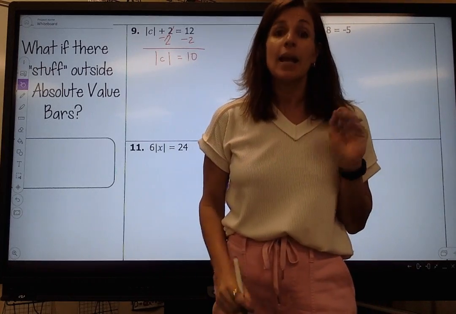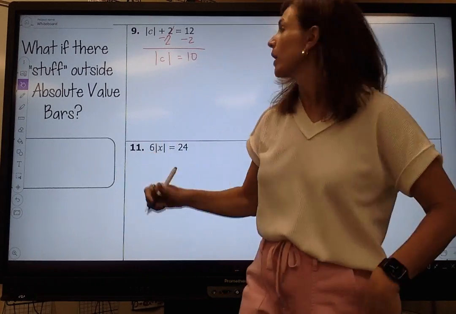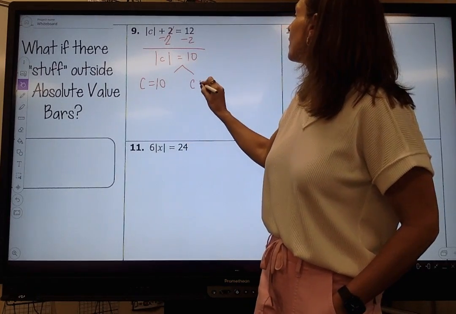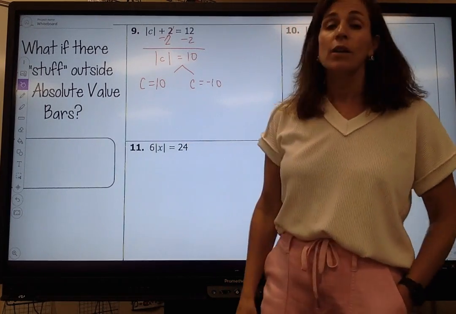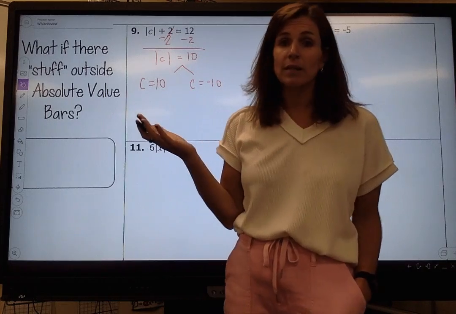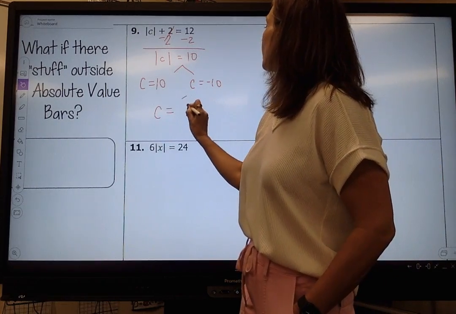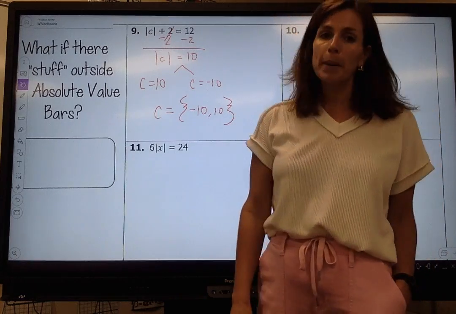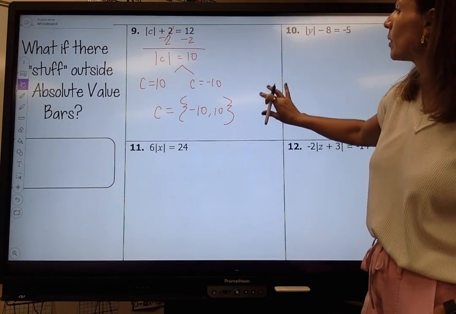Now it's isolated. And after I isolate, I branch. I set the inside equal to the positive value, and I set the inside equal to the negative value. No need to solve. C is already by itself. So now I put it in brackets, least to greatest. Okay? All right, let's take a look at number 11.